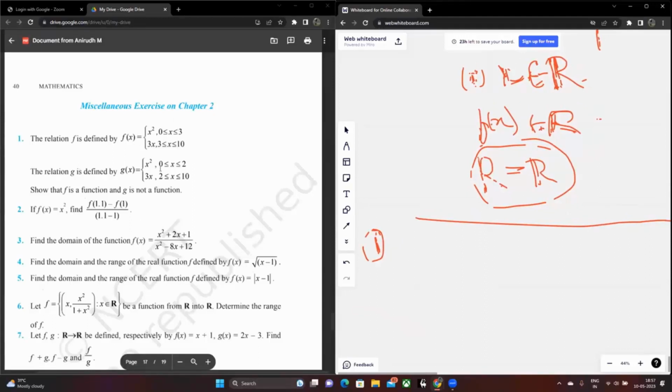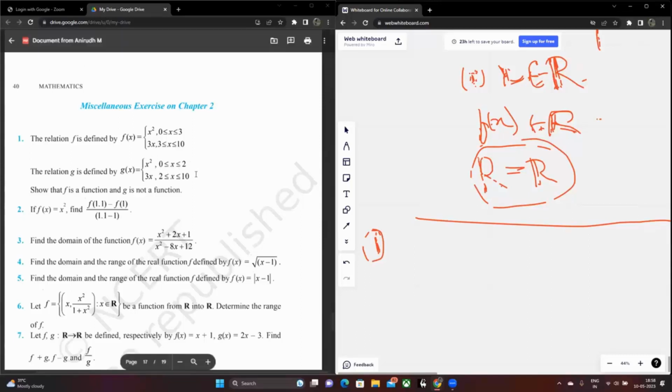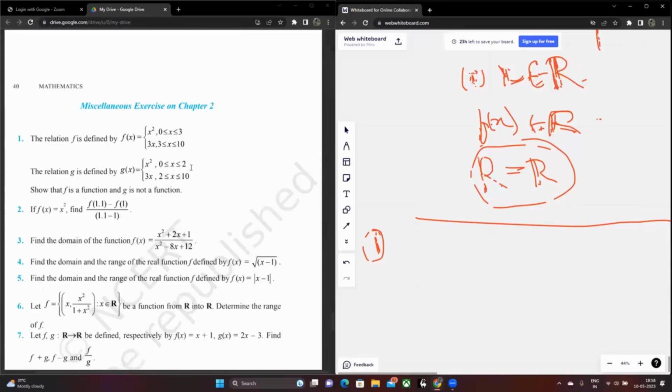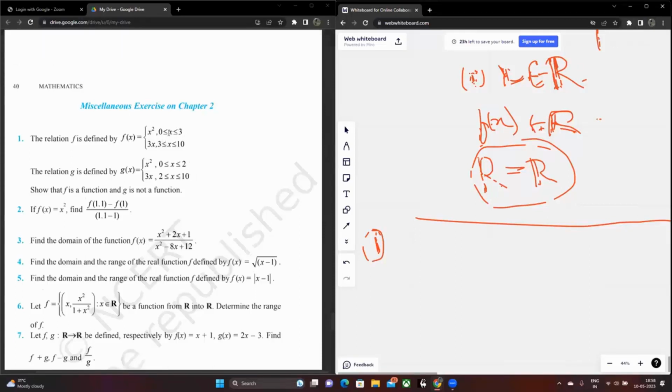F is this function, G is this function. So F is a function, G is not a function. For something to be a function or not, you need to check the condition again. And the condition is that for everything defined in the domain, there is one and only one image. Here you see that the only place where any image can be repeated is at this exact point 3, because x is equal to 3 over here, x is equal to 3 over here, x is equal to 2 over here, x is also equal to 2 over here.